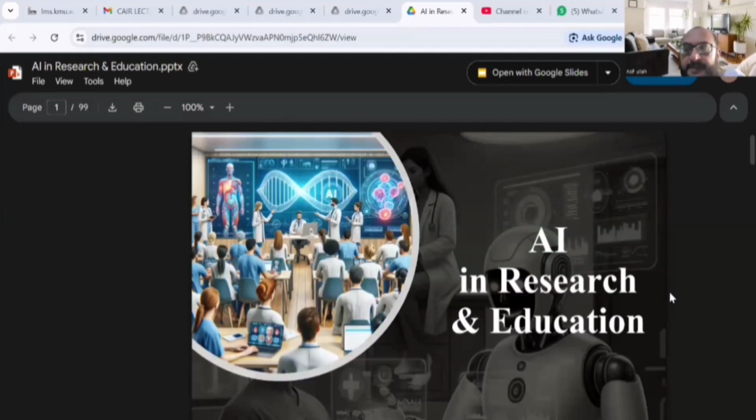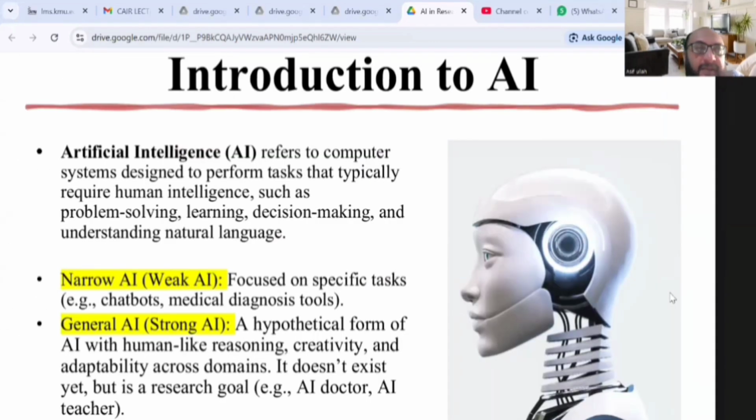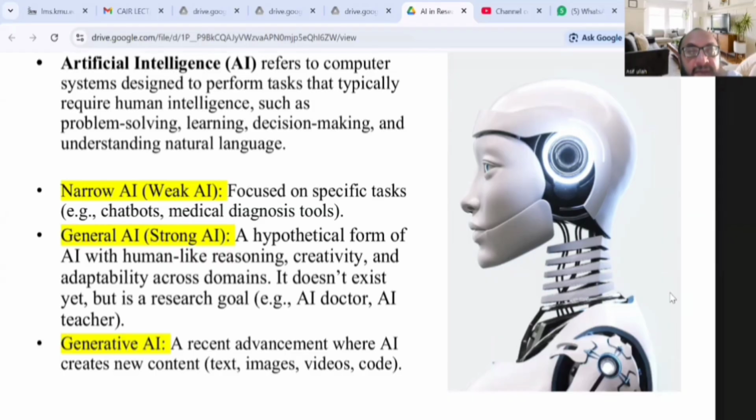Another important topic, AI in research and education. So what is artificial intelligence? It is basically a computer system for performing tasks that typically require human intelligence: problem solving, learning, decision making, and understanding natural language. Narrow or weak AI focuses on specific tasks. Chatbots and medical diagnosis tools are weak AI.